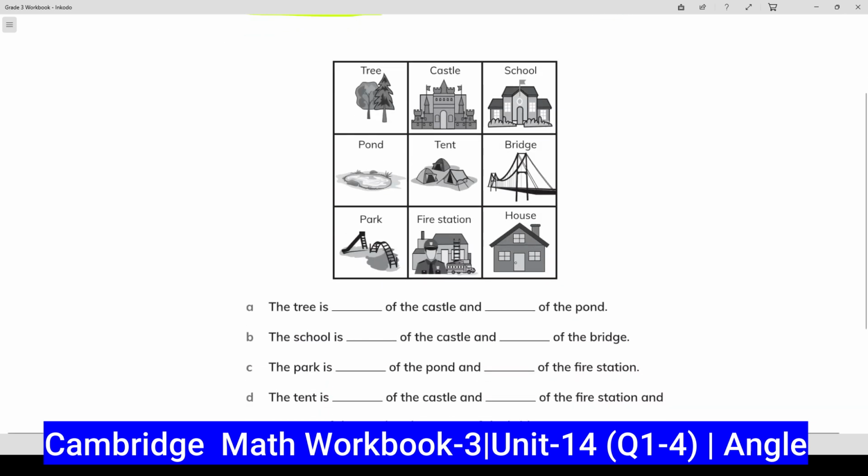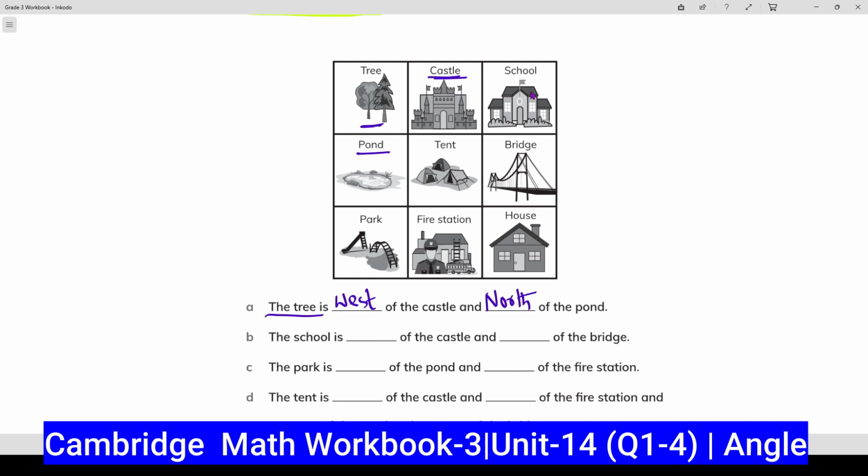Look, here it is mentioned the tree is dash of the castle. So this is the tree and this is the castle. So the tree is west of the castle, right? West of the castle, and this is the pond. So north of the pond, right? Okay. Next, the school.